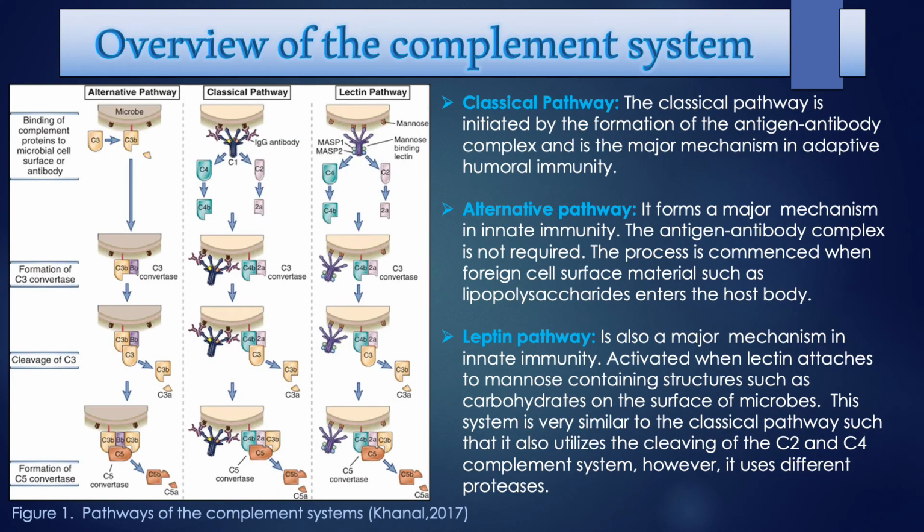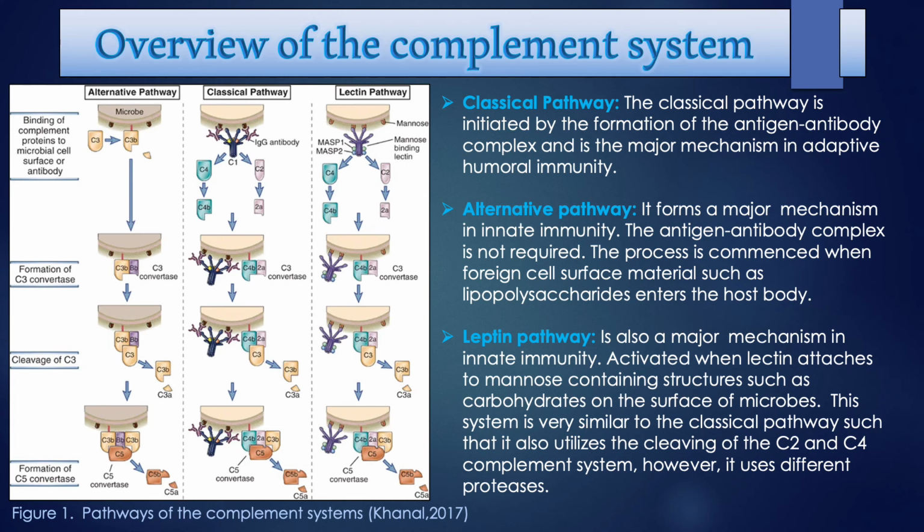In the classical pathway, as seen in the diagram, the binding of C1 to the antibody complex attracts C4, which is then cleaved by C1R and C1S into C4A and C4B. C2 is attracted by C4B, which is then cleaved into C2A and C2B. C4B and C2A form C3 convertase, which then cleaves C3 into C3A and C3B.